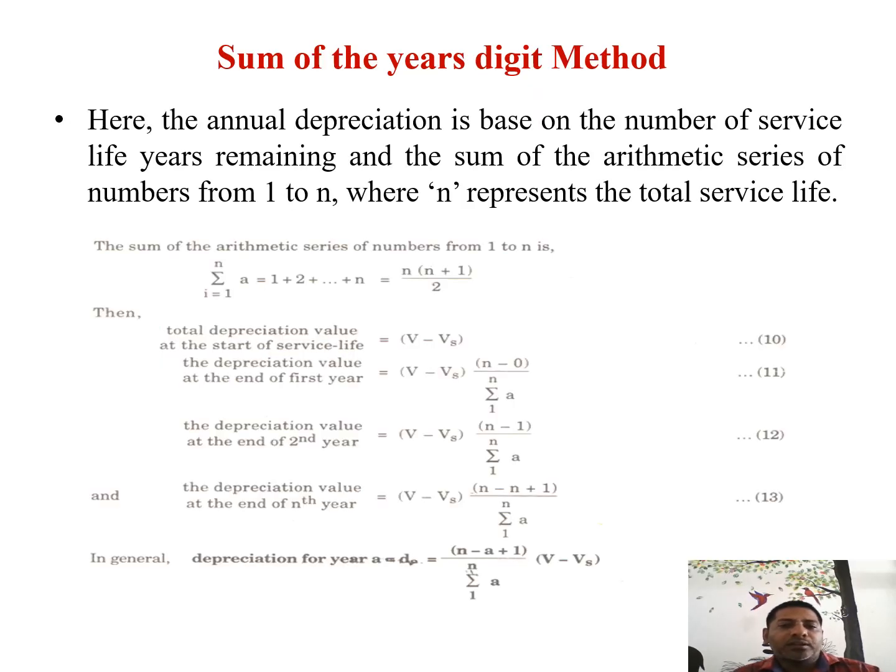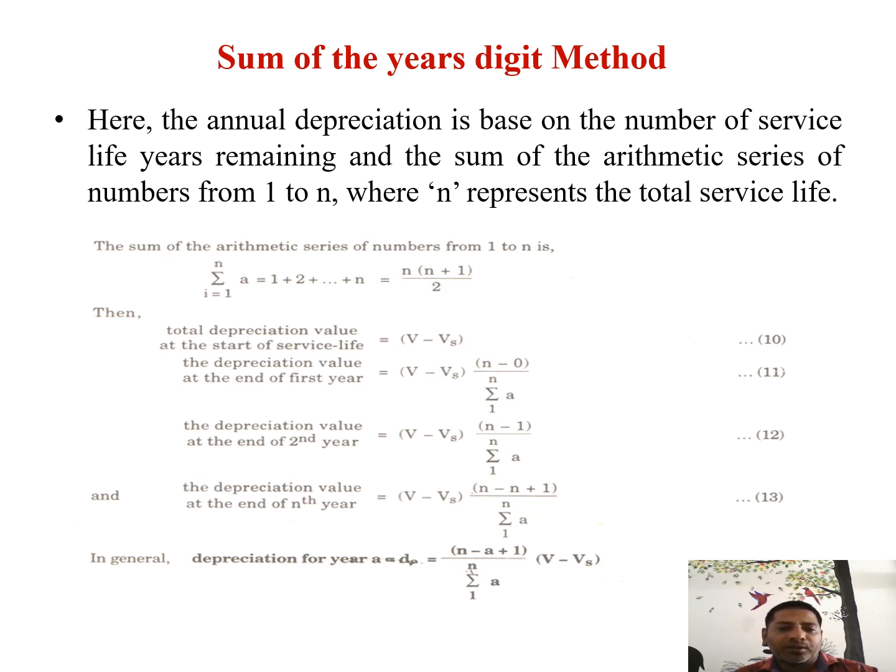Next is the sum of the years digit method. Here the annual depreciation is based on the number of service life years remaining and the sum of the arithmetic series of the numbers 1 to n. Here n represents the total service life period. It's the arithmetic series summation of A equals 1 to n, which equals n into (n plus 1) by 2.